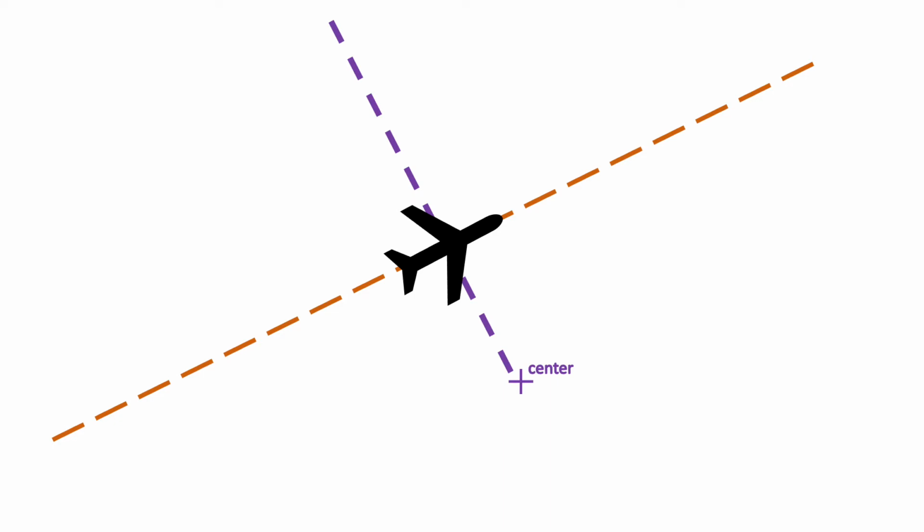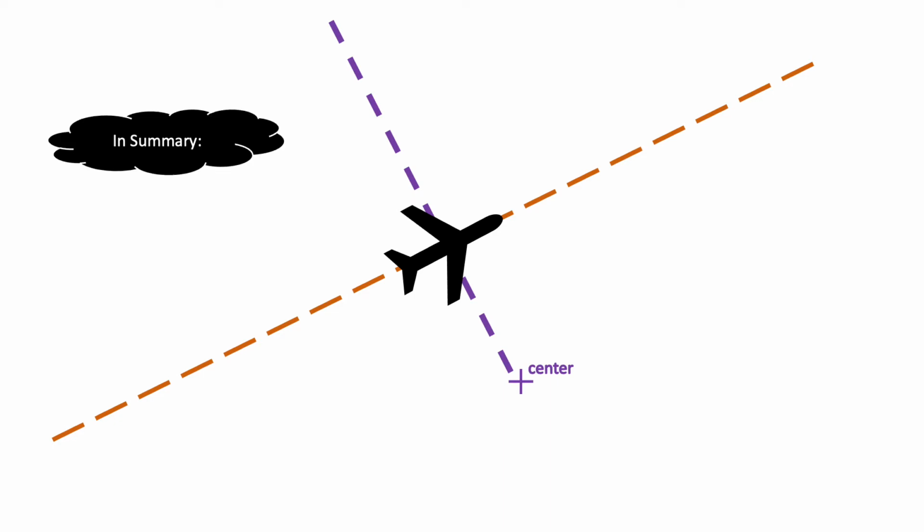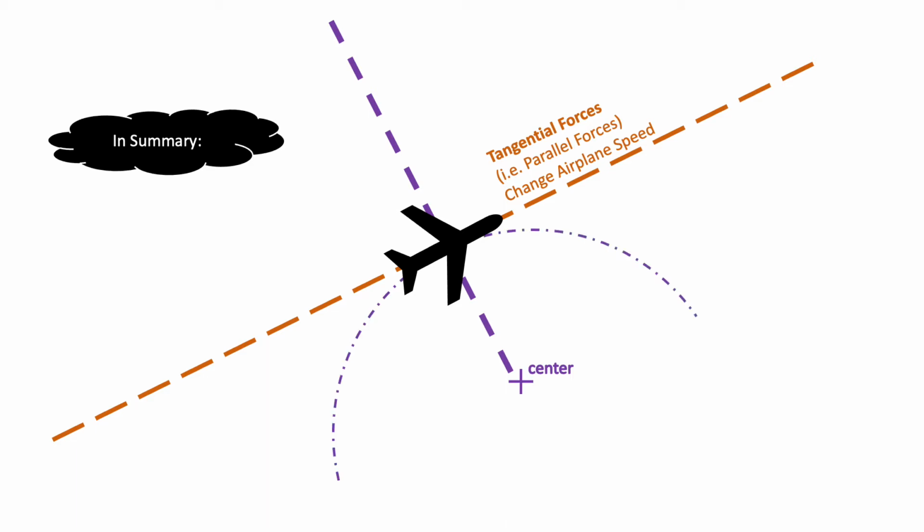So let's review and summarize what we just learned. In summary, forces that are tangential or parallel to the motion are the ones that change the airplane's speed. Forces that are perpendicular change the airplane's direction. And whenever you have circular motion, your two axes should be these two axes: one that's pointing toward the center and one that is tangential.